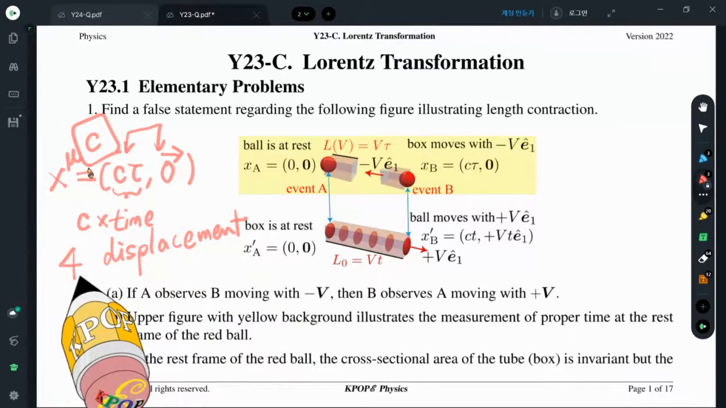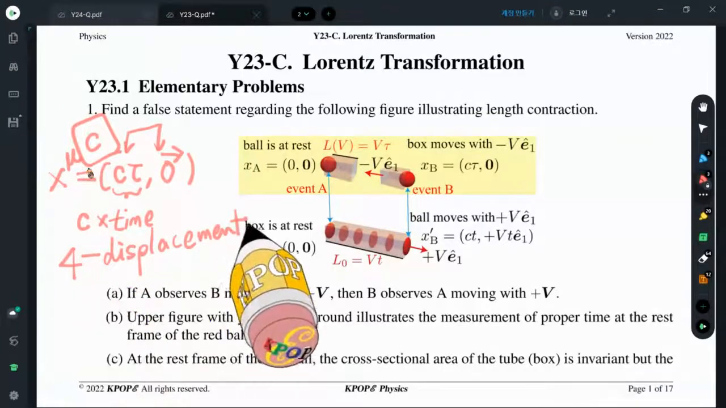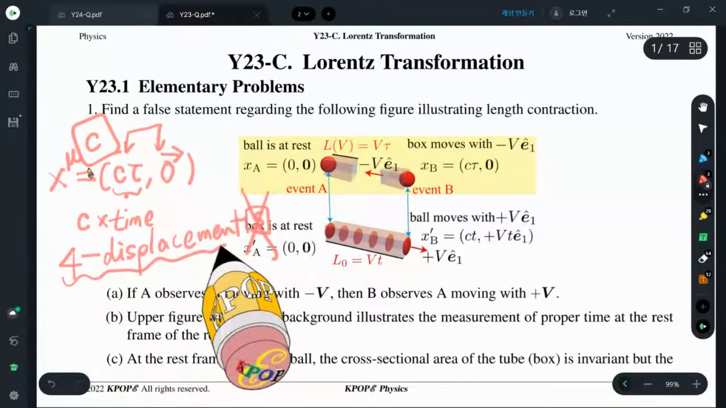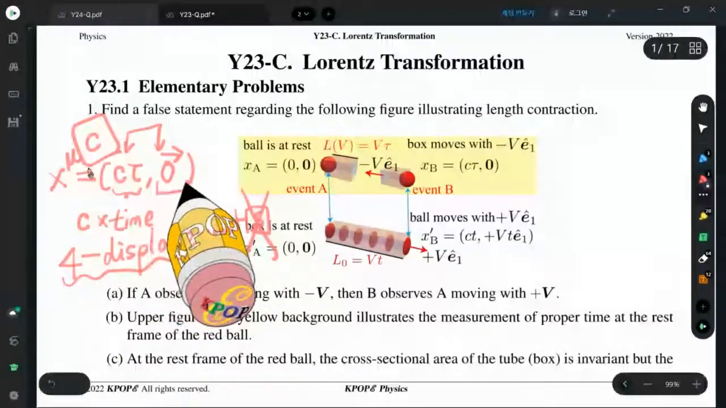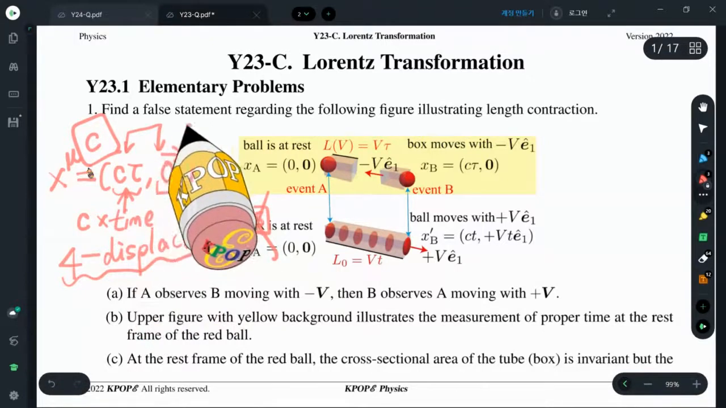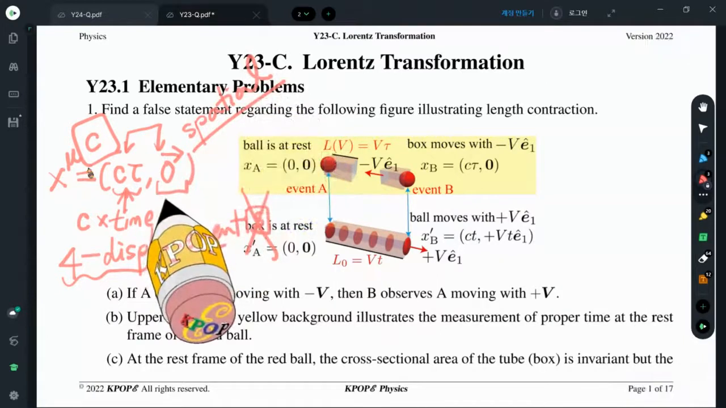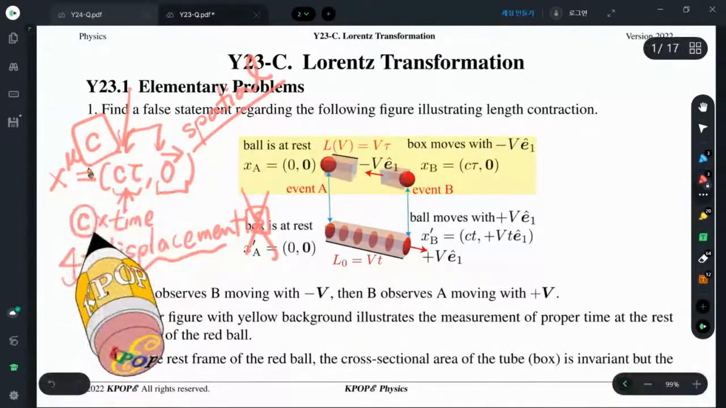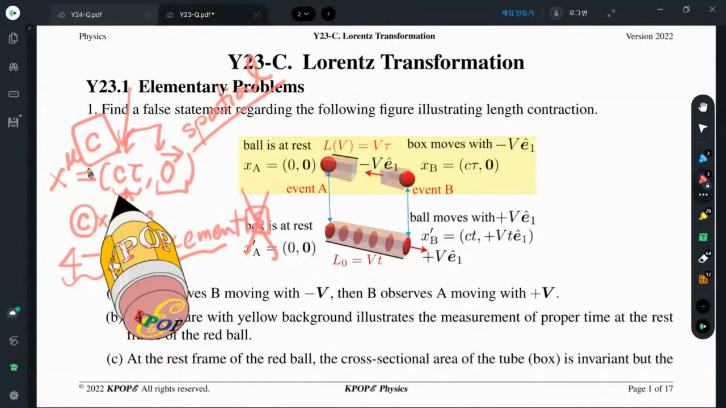This is not an adjective. There should be a hyphen. No plural, it is singular. Four-displacement has four components: 3 Euclidean components and 1 additional component. We say it is a spatial component, the 3 spatial components that are Euclidean, and a single time component. After multiplied by the speed of light, every component has the dimensions of length.